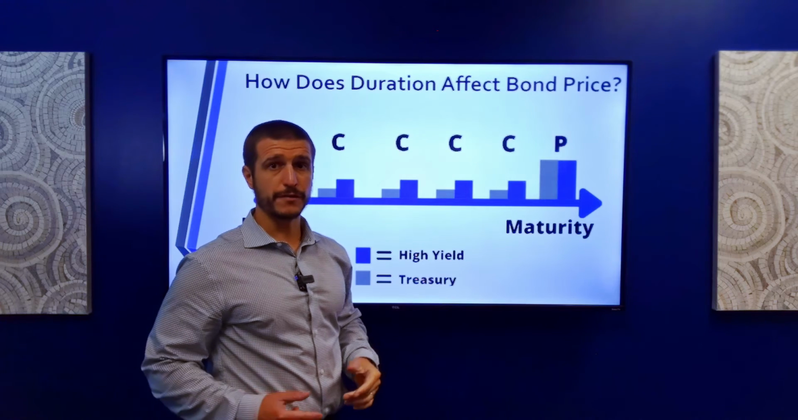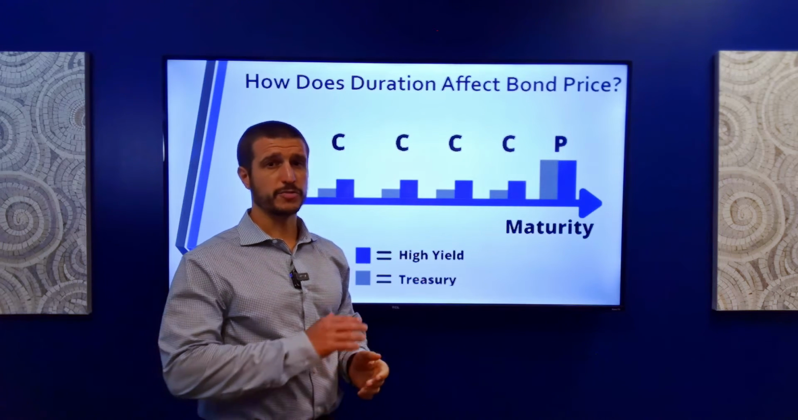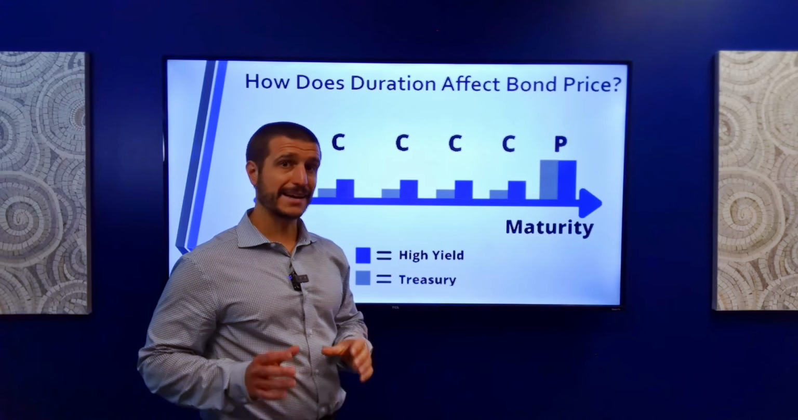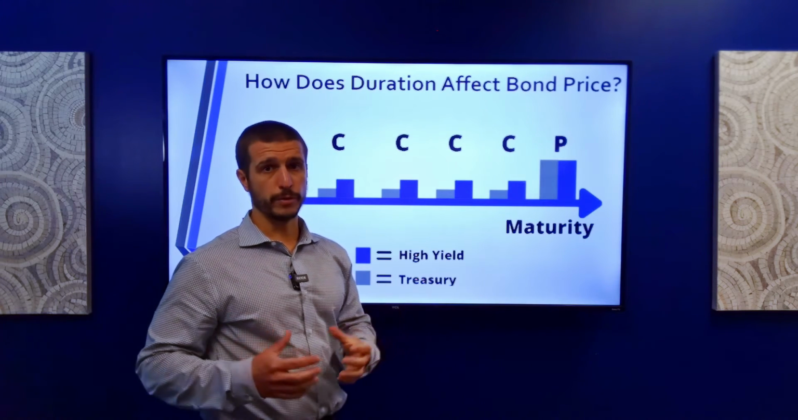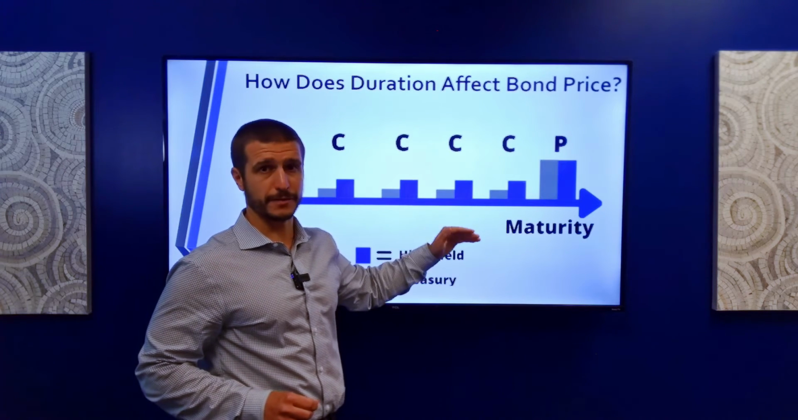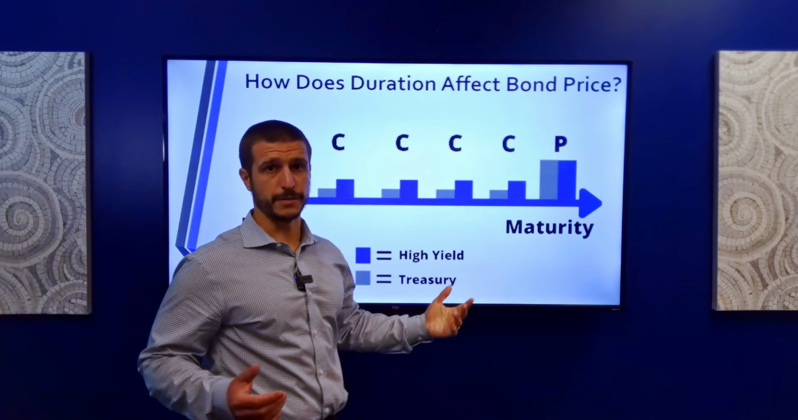To go a step further, if you had a zero coupon bond, which paid everything back at maturity and nothing along the way, in that case, duration and maturity would be equal. Any bond with payments along the way, duration is going to be different and going to be shorter than maturity.